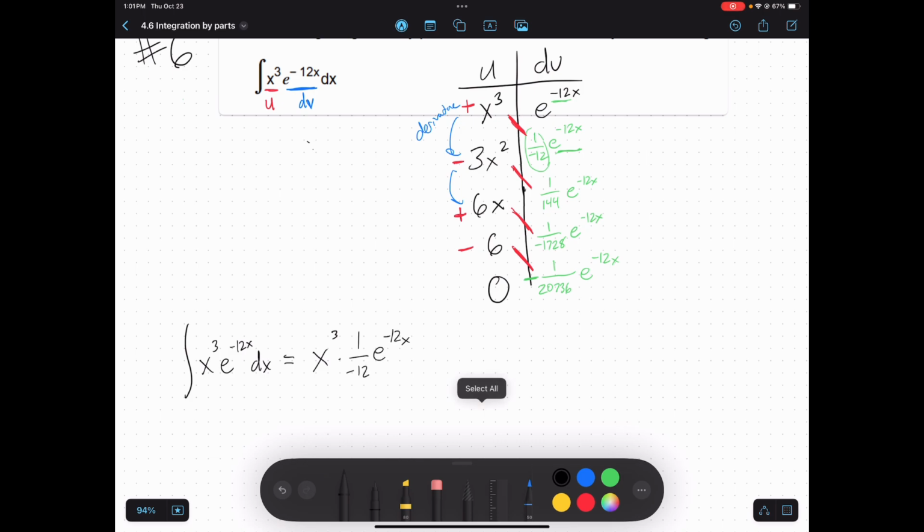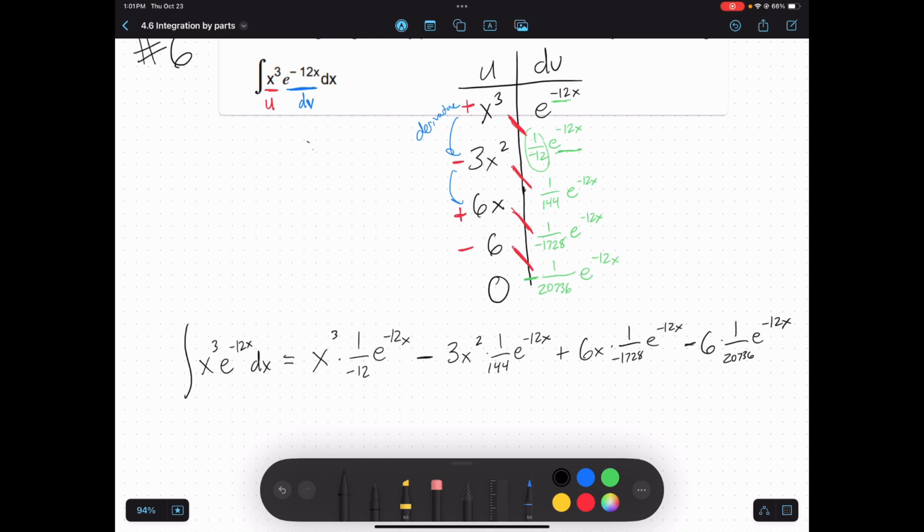My next one's negative, so I'm going to start with that negative. Negative, and then I get 3x squared times 1 over 144 e to the negative 12x. My next one's positive, so I get positive 6x times 1 over negative 1728 e to the negative 12x. And last, my last one's negative, so I get negative 6 times 1 over 20,736 e to the negative 12x.